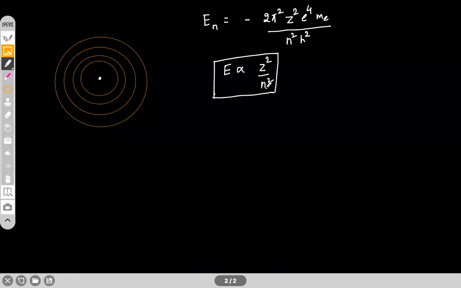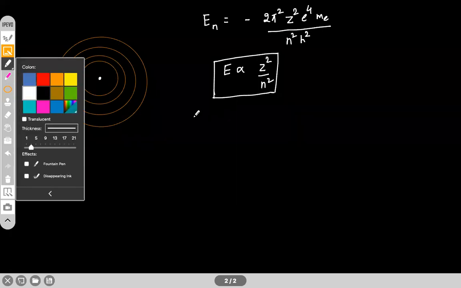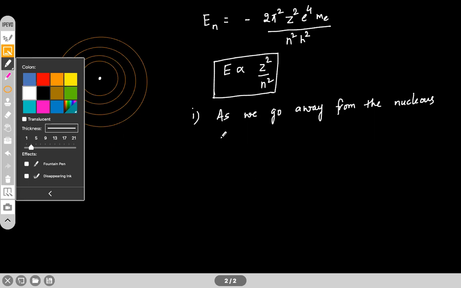Okay. Now, conclusions of this Bohr atomic model. The first important point, also write down. If you look at the energy as you go away from the nucleus, the total energy increases. Okay, total energy increases.